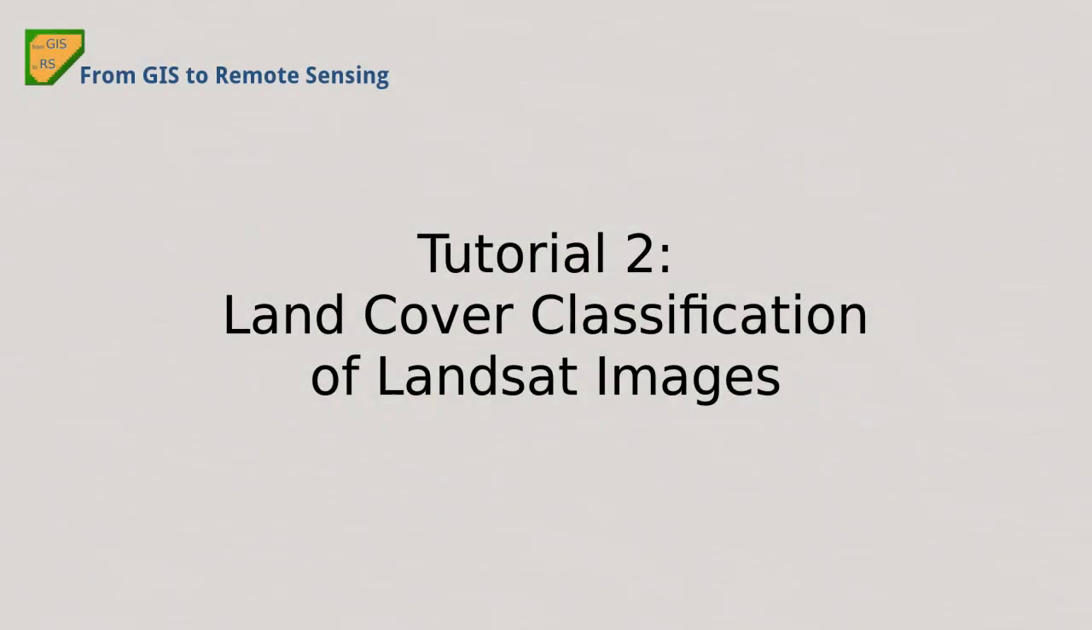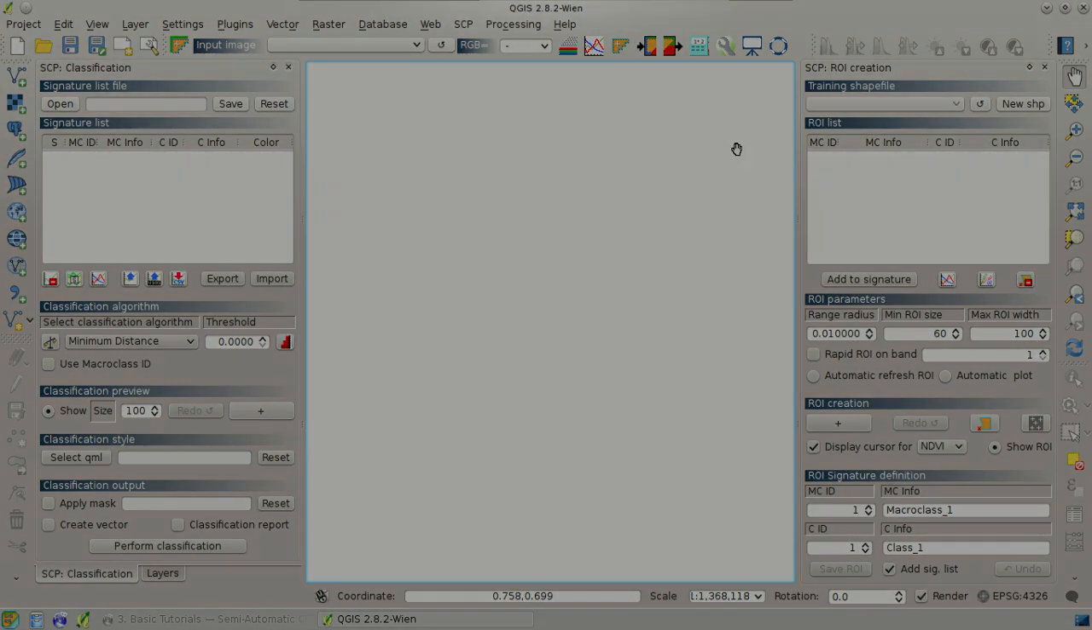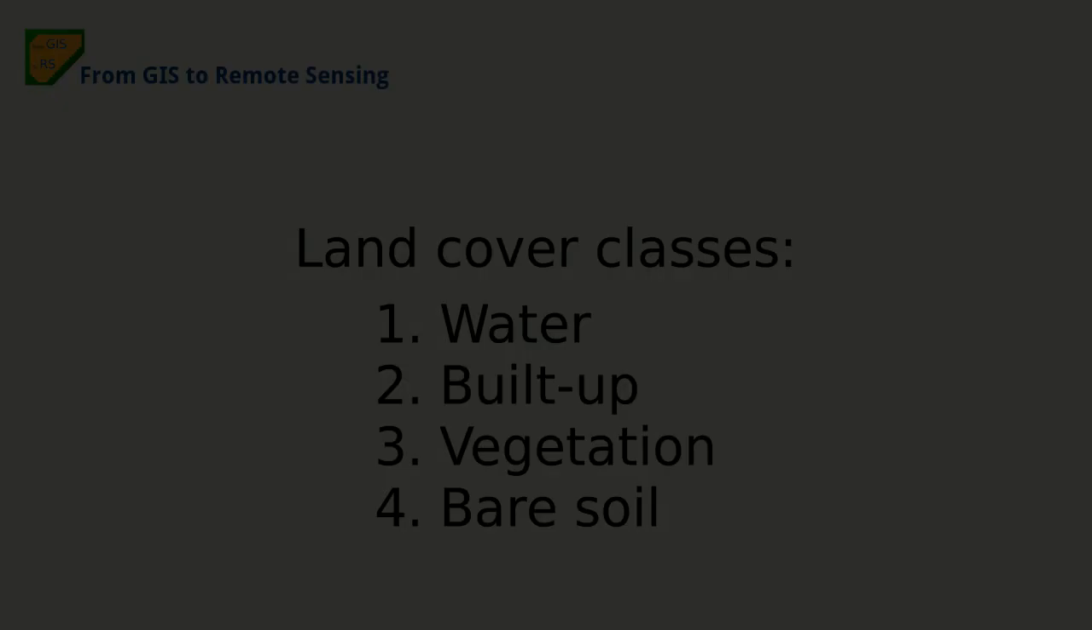This is the second tutorial about the use of the semi-automatic classification plugin for the classification of Landsat images. In particular, we are going to use the tools of the plugin for downloading and processing the images, and we are going to create a land cover classification identifying the following land cover classes: water, built-up, vegetation and bare soil.